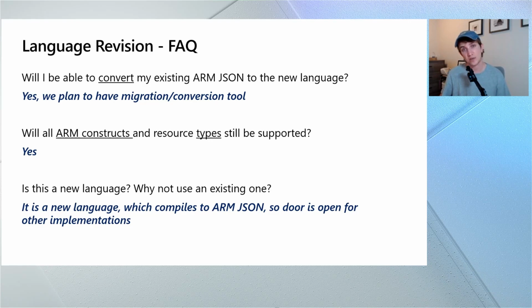And what that does is it leaves the door open for other implementations and other high-level languages. So we do want to continue to explore this space and explore other ways to make ARM authoring easier. And by treating the ARM JSON essentially as an intermediate language, it makes it possible to do all sorts of experimentation in the space.